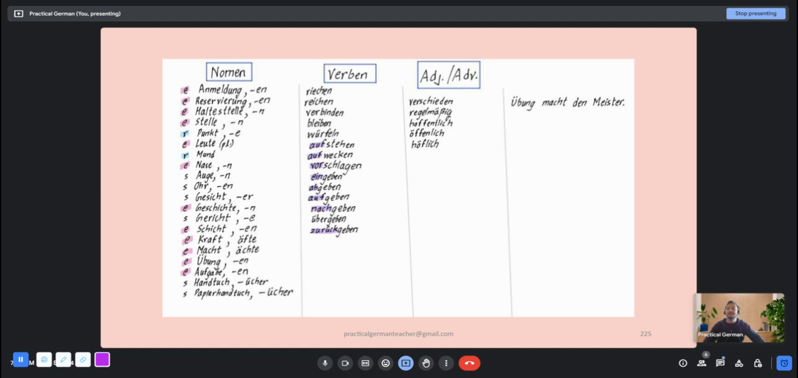Handtuch is a hand towel. Hausaufgabe is homework. You can say Tuch, but in our city we say Handtuch. That's what you use to clean your body or dry your body after you come out of the shower. And Papierhandtuch is the paper towel, tissue.